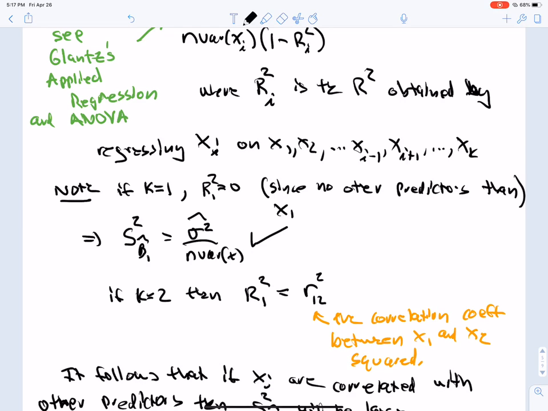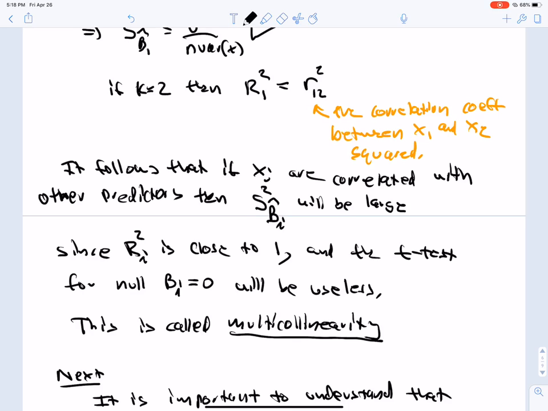So in this case, the sample variance would be sigma squared hat over n variance of x, because 1 minus R squared is 1, and that's exactly what we got before. If k is 2, then R1 squared is just the correlation coefficient squared between x1 and x2. So it follows that if the xi are correlated with other predictors, then the standard error squared will be large.